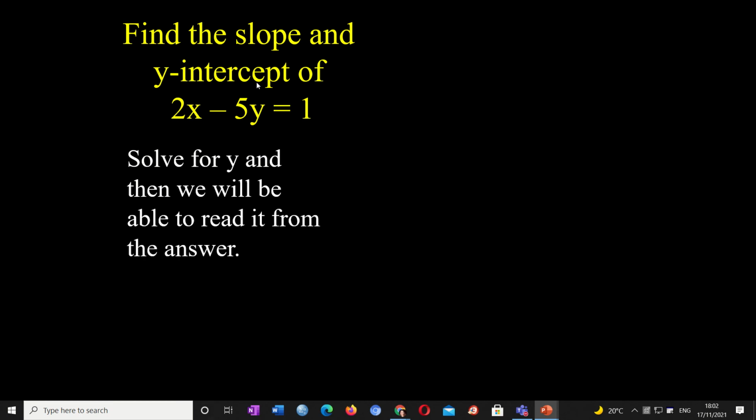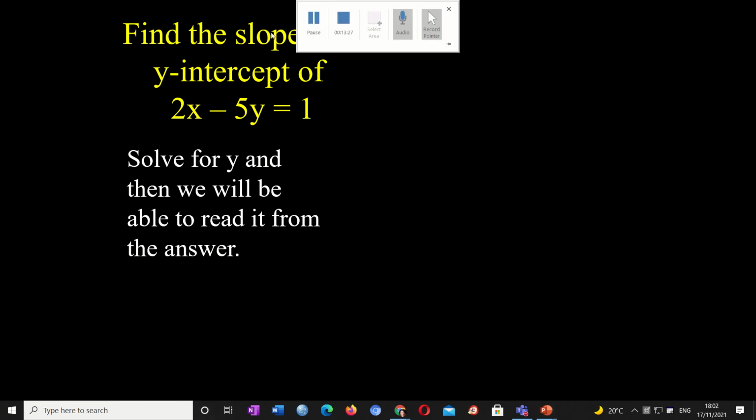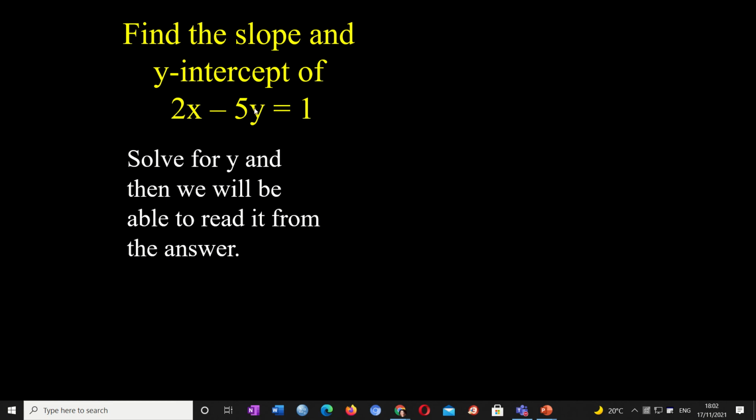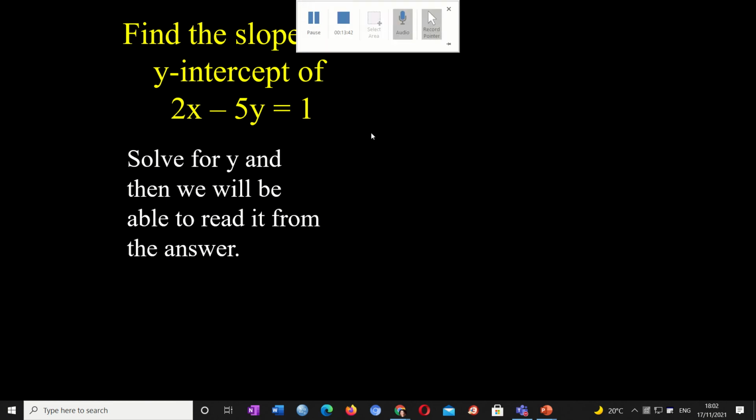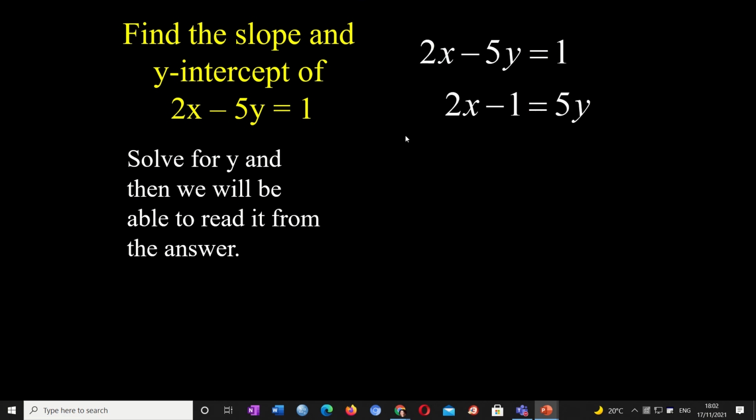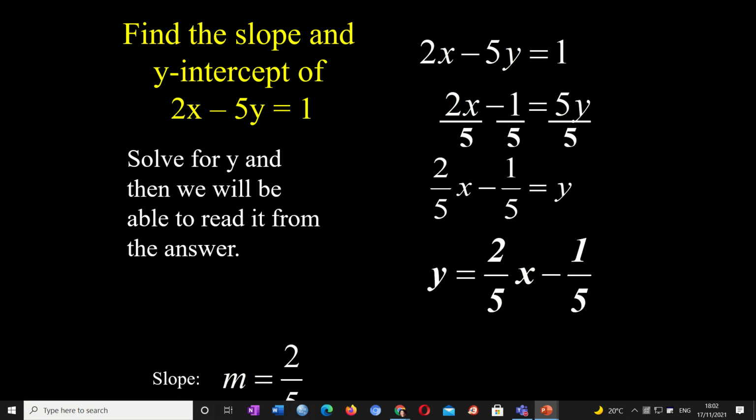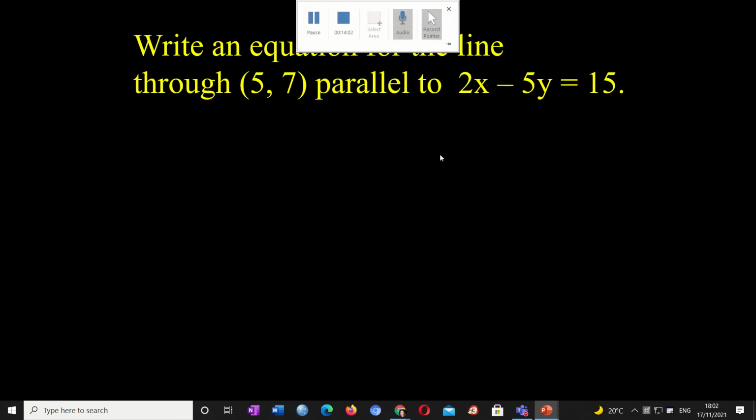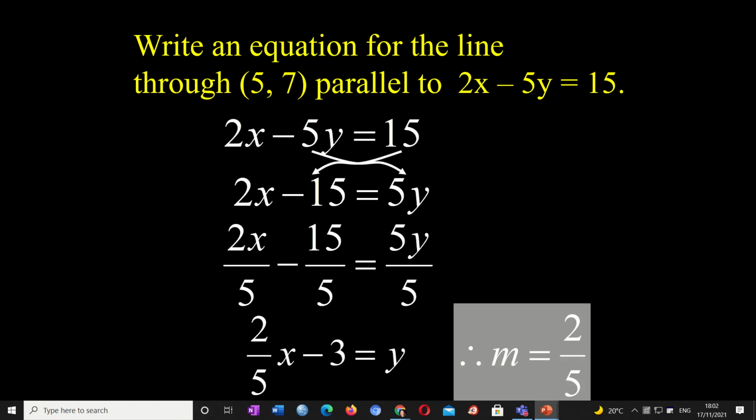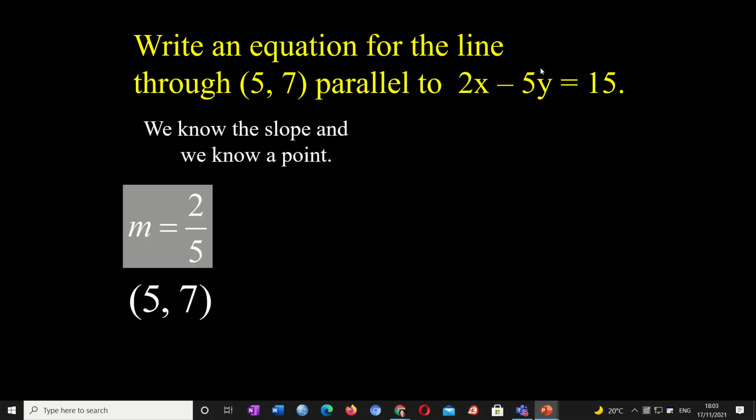Now here, find the slope and y-intercept of this line. You have to write it in y equals mx plus b form. You did this equation? Okay, let's continue then. We did it, but in a different form, we changed it to the y form. So m is 2/5 and b is -1/5. Now this one, did we do this? Okay, good. We find that m is 2/5, and here it is parallel, so they have the same slope, and we take this point here and find the equation.